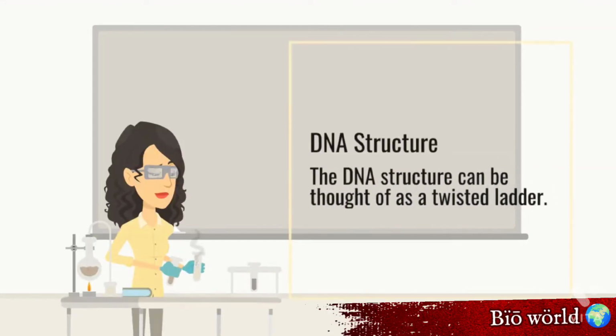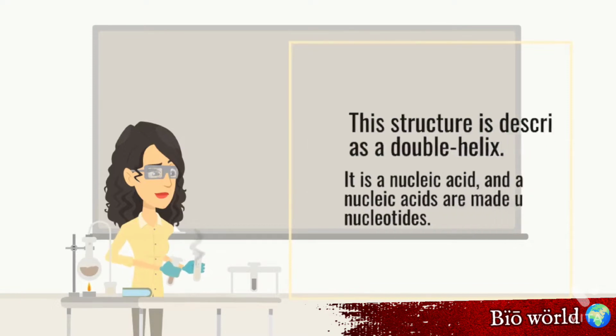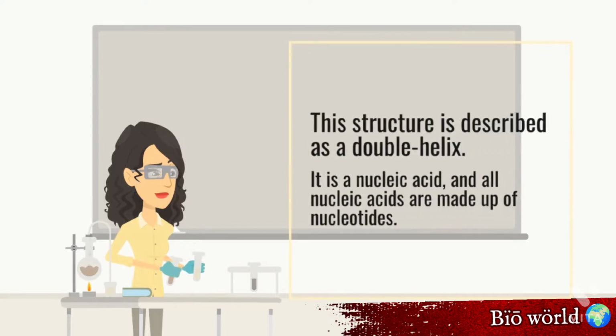DNA structure. The DNA structure can be thought of as a twisted ladder. This structure is described as a double helix. It is a nucleic acid, and all nucleic acids are made up of nucleotides.